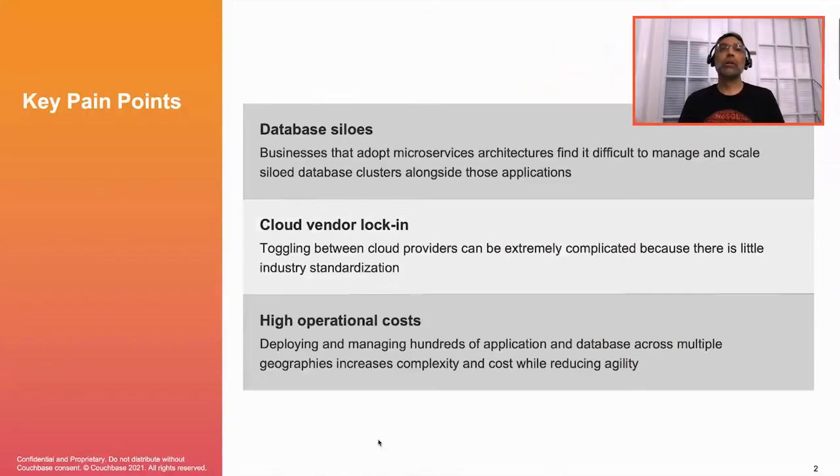So overall, the Couchbase key pain points are companies have created data silos. They have created situations where they have cloud vendor lock-in, and then ultimately this leads to higher operational costs, kind of creating the problems you had in your own data centers now in the cloud.